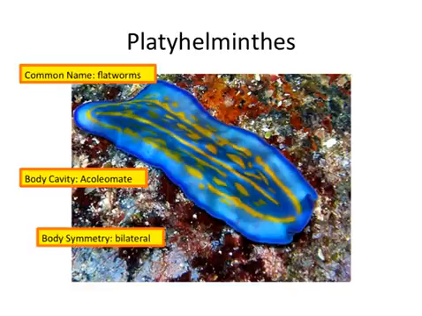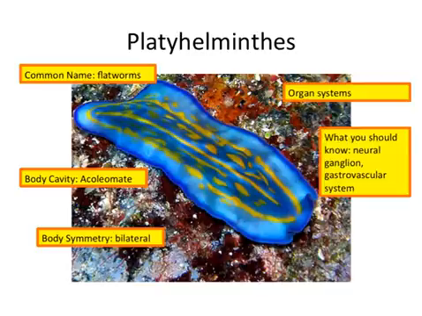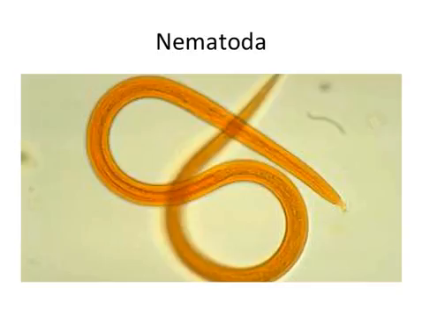Their body symmetry is bilateral, meaning there's only one spot where you could cut the body in half and it would be similar on both sides. They do have organs and organ systems. And what you should know is that they do have neural ganglion, so they have a concentration of nerves in the head region, and they do have a gastrovascular system. There's only one opening, so the mouth acts as both a mouth and an anus, but they do have organ systems.